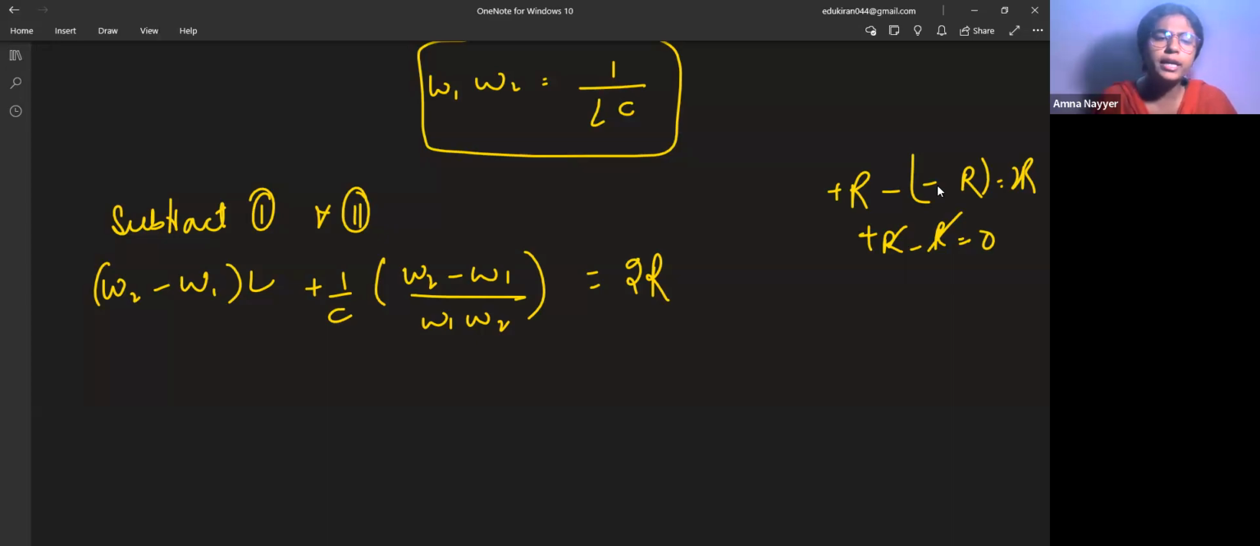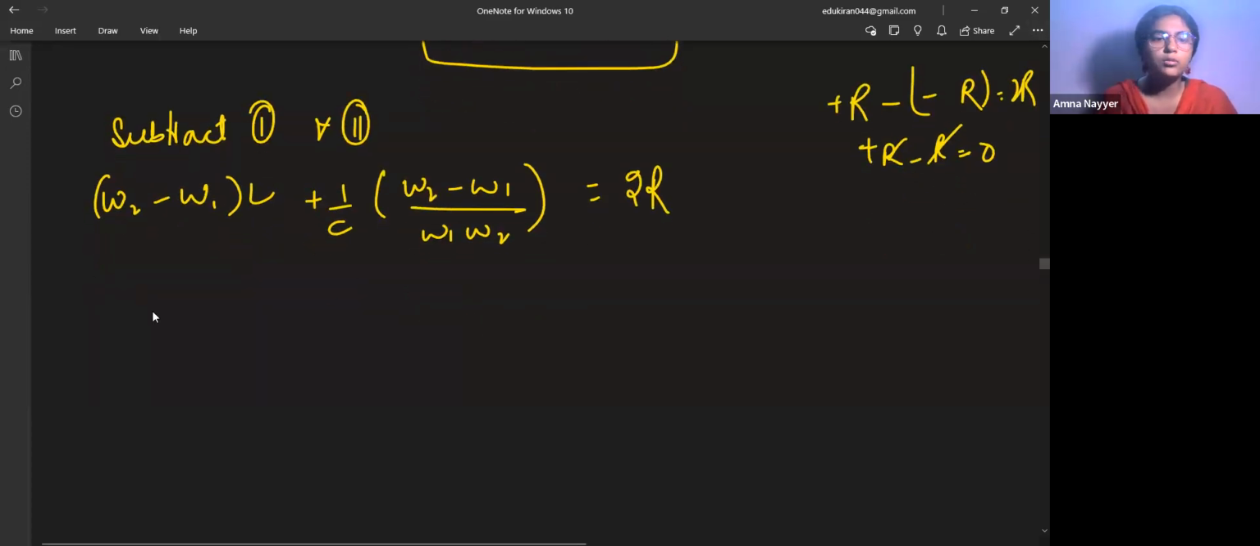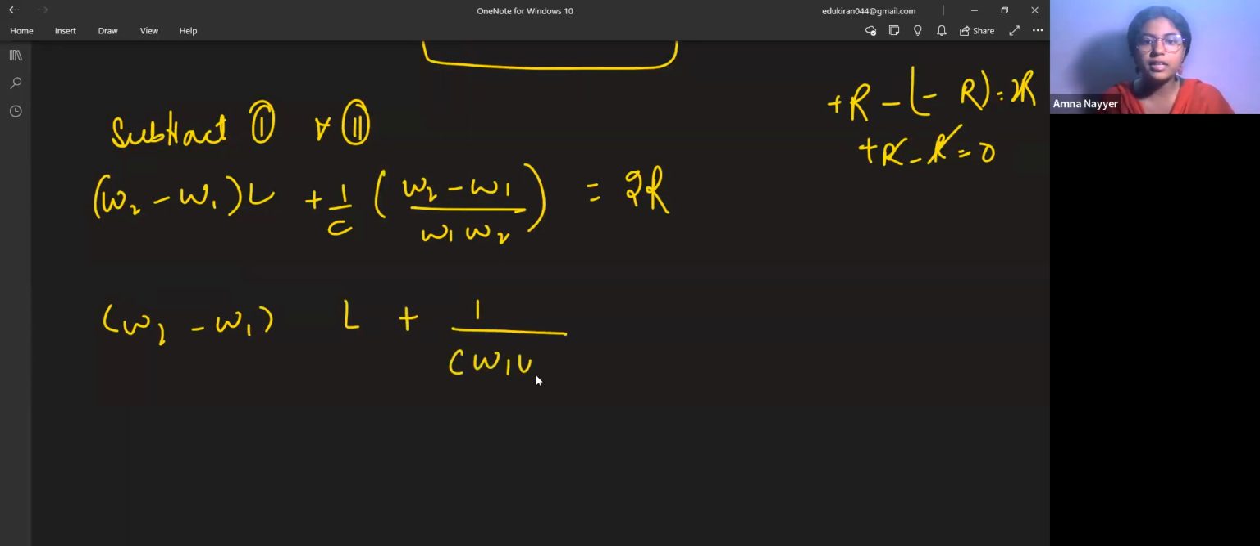Now what we can do here is take common omega 1 minus omega 2. Then you will see the terms clearly. Omega 1 minus omega 2 has been taken common. So from here, we are left with L plus 1 by C omega 1 into omega 2 is equal to 2R. Now see, the value of omega 1 into omega 2 which you have obtained.